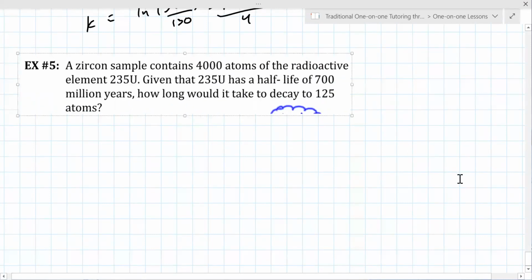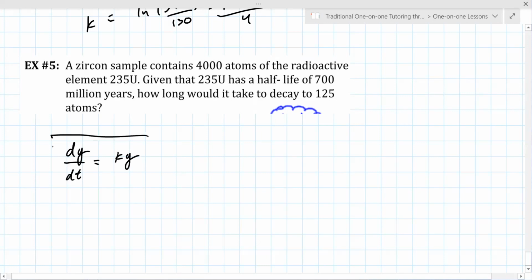All right, a zircon sample contains 4,000 atoms of the radioactive element 235U. Given that 235U has a half-life of 700 million years, how long would it take to decay to 125 atoms? Okay, so there's the assumption here that you are using this model, and so you're starting from that.